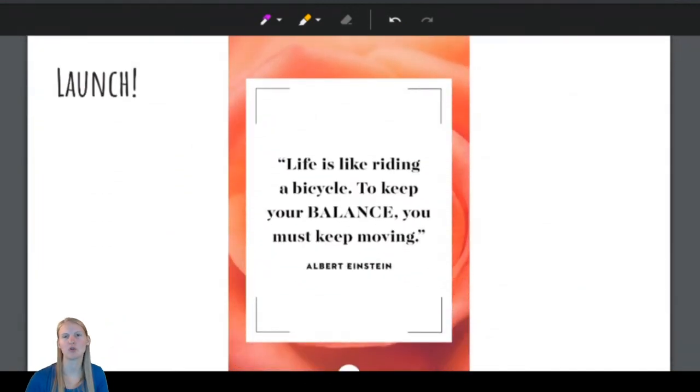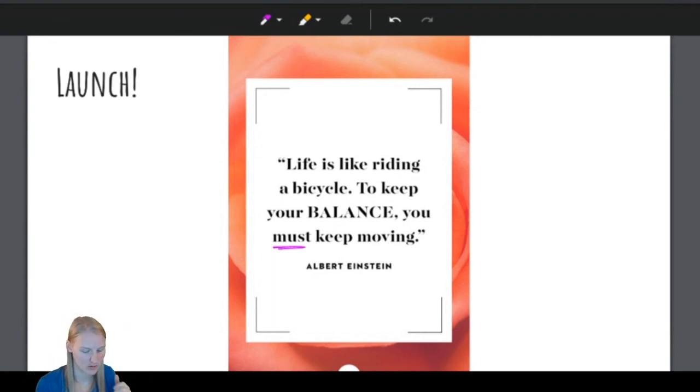And just as usual, we are going to end the video with a launch. Launch you off to the rest of your day. So, life is like riding a bicycle. To keep your balance, you must keep moving. So, I mean, most of you have ridden bicycles before. You know that if you stop, you're gonna fall over.